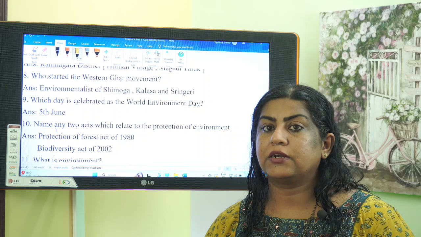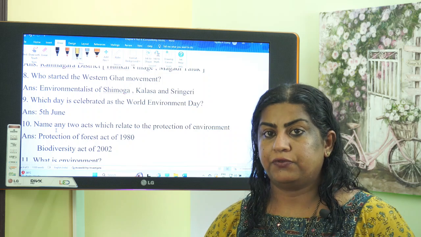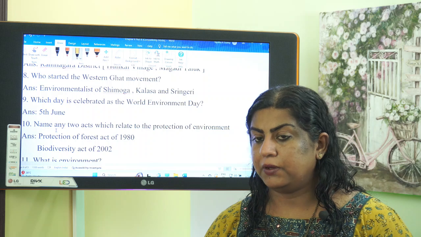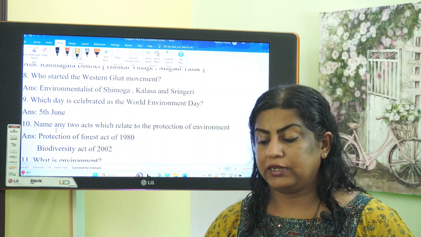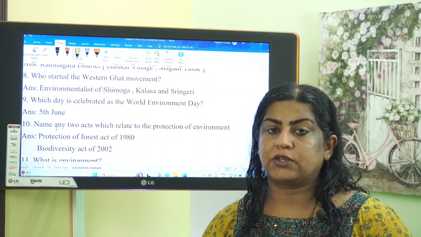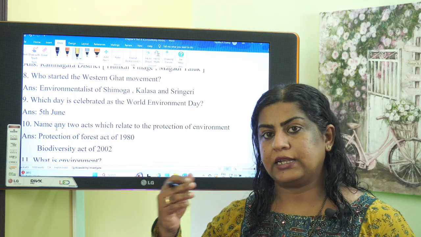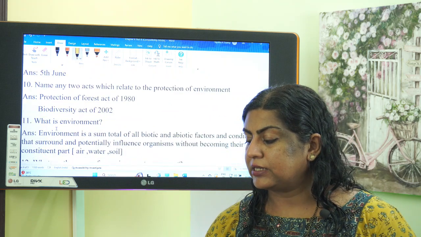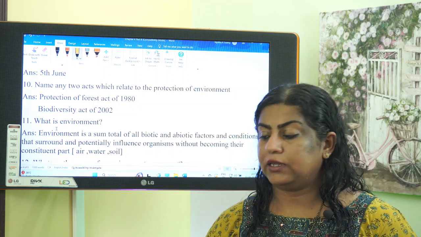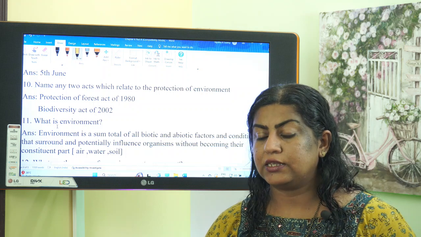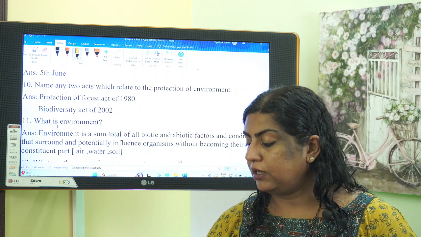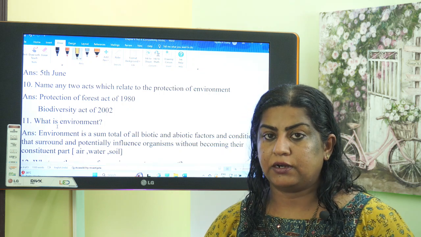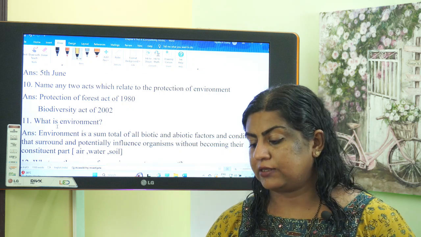Which day is celebrated as World Environment Day? 5th June. Name any two acts which relate to the protection of environment. Protection of Forest Act of 1980, Biodiversity Act of 2002. We have studied different acts. Any two from that you can write. What is environment? It is the sum total of all biotic and abiotic factors and conditions that surround and potentially influence organisms without becoming their constituent part, that is air, water, soil, etc.